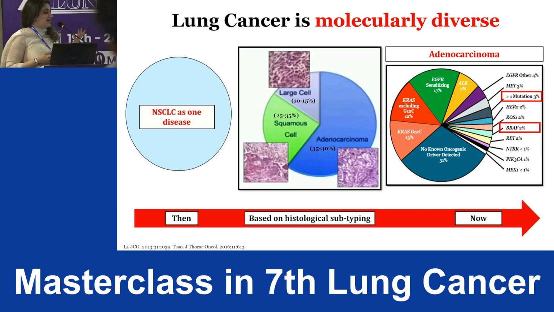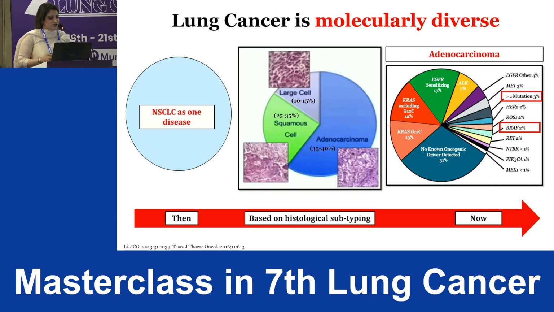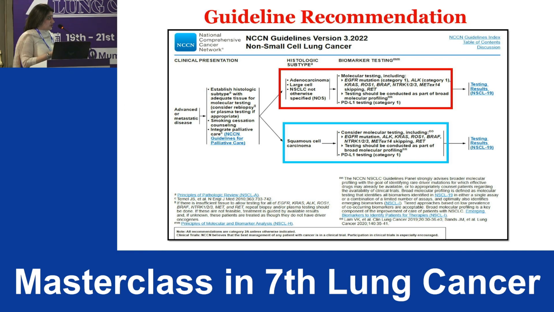We know lung cancer is molecularly very diverse. It is a heterogeneous disease. And if we go into the subset, and I just look at the adenocarcinoma subtype, BRAF mutations constitute around 2%. And in addition to this, we also see BRAF as concomitant mutations with other oncogenic drivers or other passenger mutations. And this is why, with the advent of NGS, it's becoming more and more important to look at all the mutations that are present at the get-go in your patient's tumor.